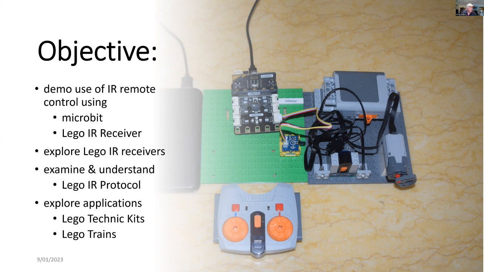I wanted to also explore the IR receiver. I had a couple of these, slightly different, and I'm wondering how they'll perform. I wanted to examine the Lego IR protocol, more for a matter of interest, but I'll be using the higher level commands and programming. And I wanted to also explore how I could use a micro:bit control version with Lego Technic kits, like the Volvo loader, and also on Lego trains.